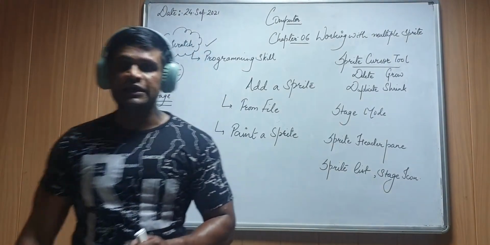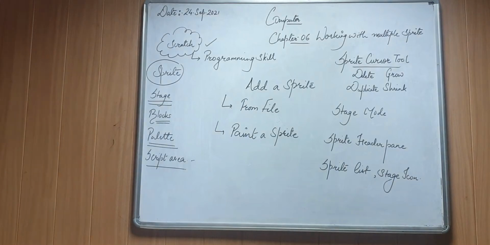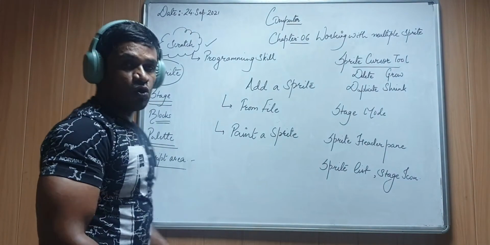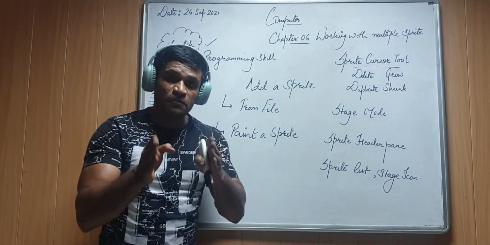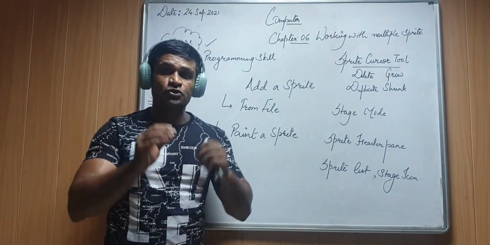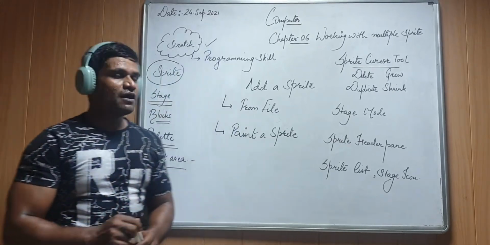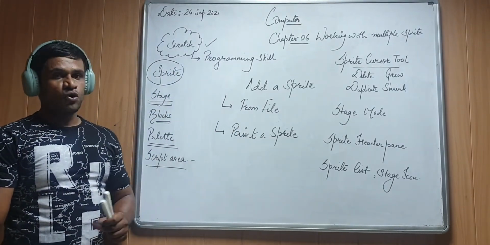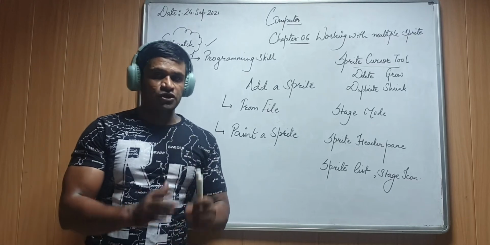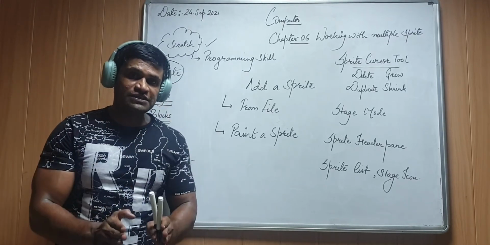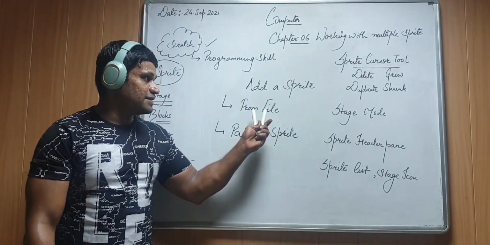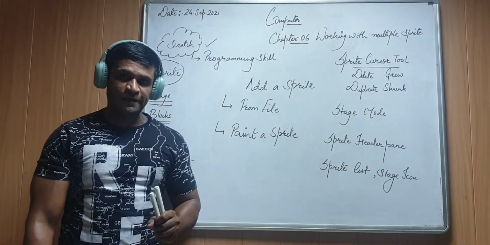Now that smiley will be used as a sprite. So this sprite is drawn by you. You have created, or you can say you have painted, a sprite. So this is the second type by which you can add a sprite. One is you can choose the picture, you can choose the image which is already saved in your computer, that is selecting a sprite from the file.